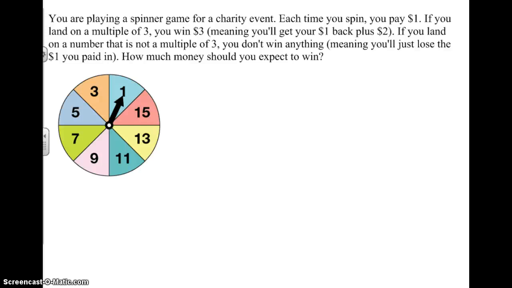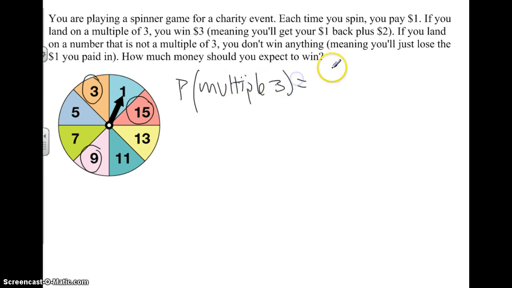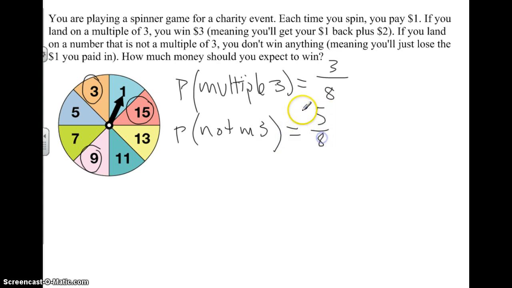So it's asking us for our favorable condition is that we get to land on a multiple of 3. So on the spinner, there's 1, 2, 3 options to get a multiple of 3. So our probability of getting a multiple of 3 will be 3 out of the 8 total slots. The probability of getting not a multiple of 3 will be 5/8.